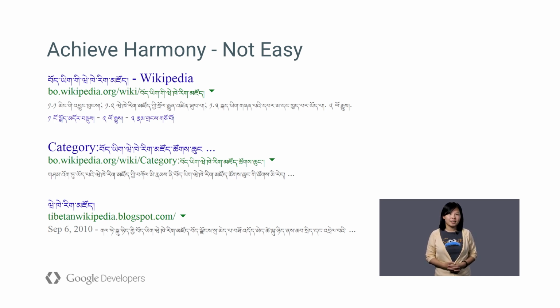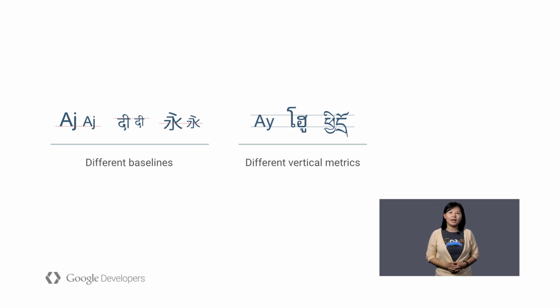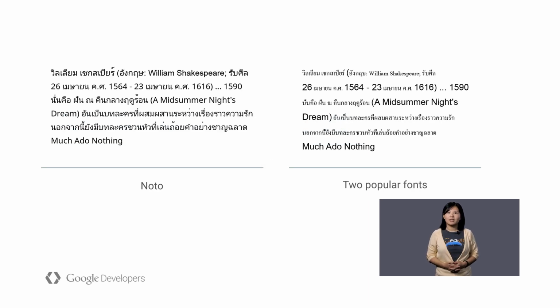In addition to eliminating tofu, another important goal of Noto is to provide harmonious look and feel across languages. To achieve harmony, it's not as simple as setting the same height for all languages. For example, tall languages like Tibetan in this image will look really squeezed and much harder to read than English, although the same height for English and Tibetan is actually set. Different baselines and vertical metrics of different languages need to be considered to achieve harmony. But with Noto, this isn't a problem.